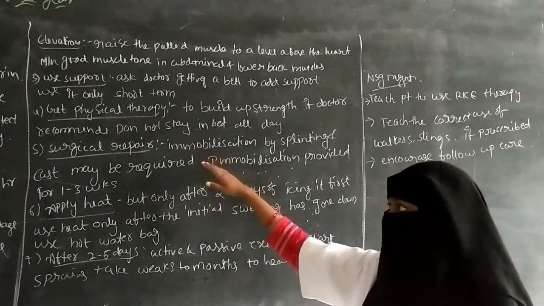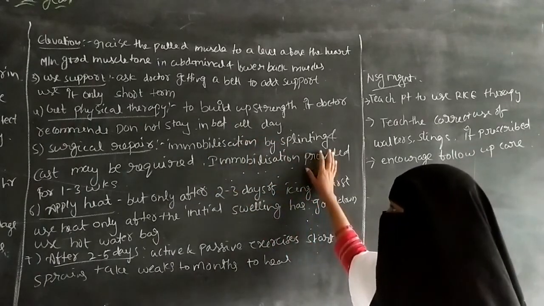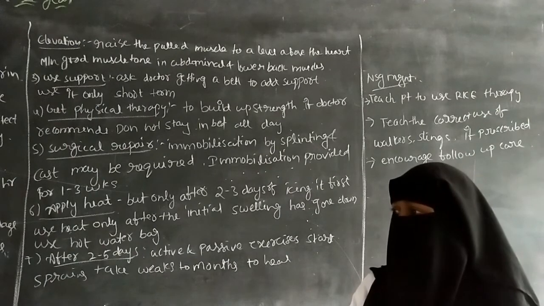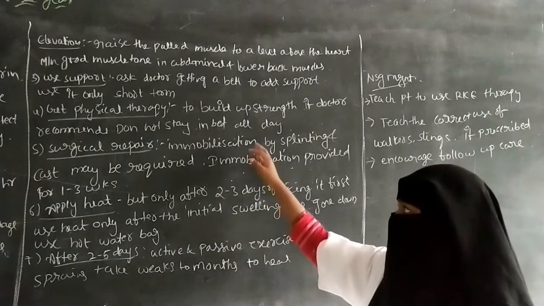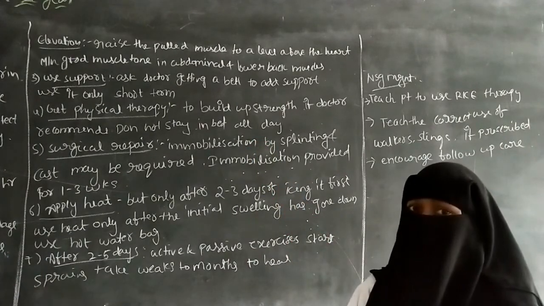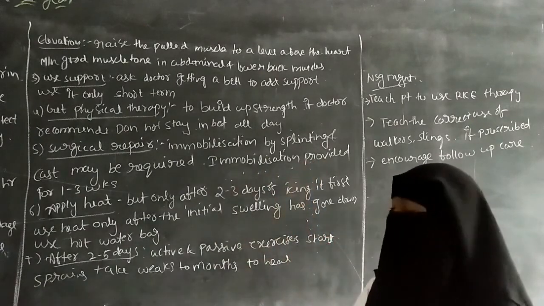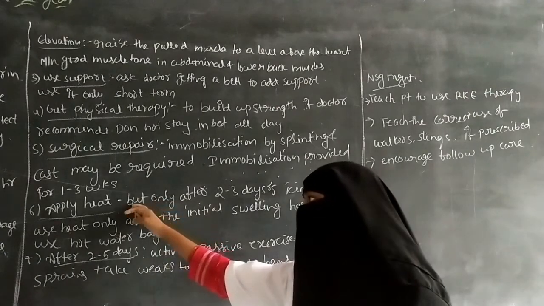So that is about the surgical repair. It includes immobilization by splinting and cast, which is a support to the affected joint. It provides immobilization to the affected joint, and it can be provided for 1 to 3 weeks.